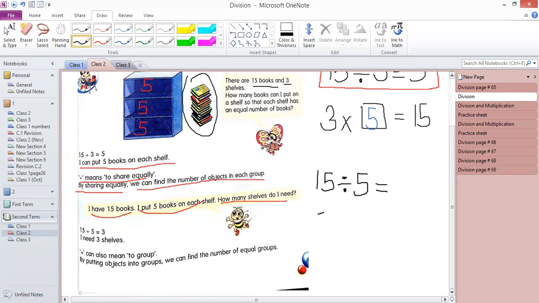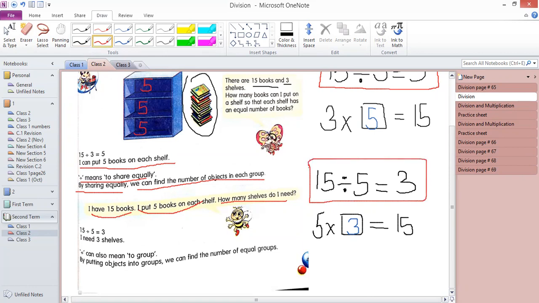For that you can check the table of 5. 5 multiplied by dash equals 15. 5 by 1, 5, 5 by 2, 10, and 5 by 3 equals 15. So the answer will be 3. So this is the division sentence, that 15 divided by 5 is equal to 3, and that means I need 3 shelves. If I have 15 books and I put 5 books on each shelf, I need 3 shelves.